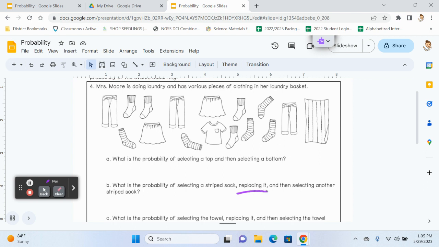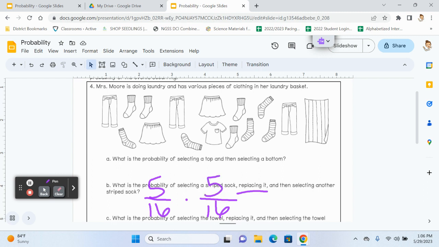What is the probability of selecting a striped sock, replacing it, and then selecting another striped sock? So because I'm replacing it, I know this is independent, which is not going to change my denominators. So I'm going to keep them both at 16. So I need a striped sock first. 1, 2, 3, 4, 5. I see 5 out of 16, and then selecting another striped sock. So 5 out of 16.